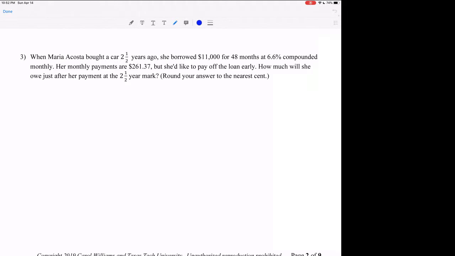So when Maria bought a car 2.5 years ago, so time is 2.5 years ago, our present value is $1,100 for her loan amount. So her TM was 48 at R equals 0.066 monthly. Her payment is $261.37. But she'd like to pay it off early. How much will she owe after? So this is going to be actually her P.